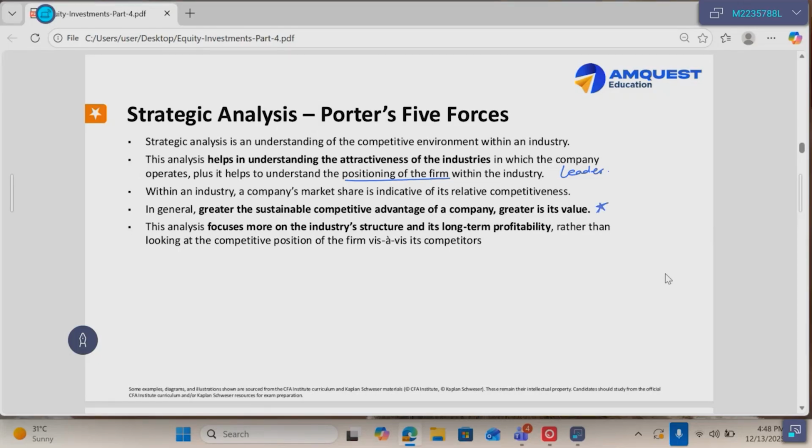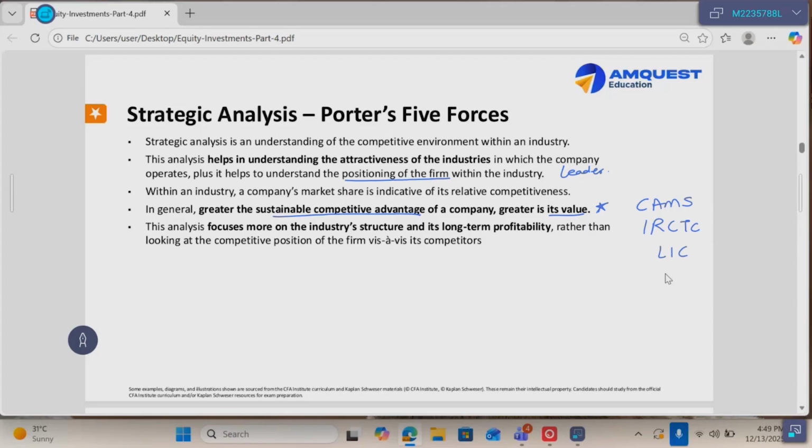An example I would like to give you is CAMS, Computer Age Management System. It is a share which is listed in the Indian markets. It's a registrar, so basically all the information is stored with CAMS. Another best example is IRCTC, and we have LIC as well. So if a company's sustainable competitive advantage is greater, then its value is greater. If you are the major player, or the only player in the market, you have something called a moat, M-O-A-T, a term from Warren Buffett. That means competitive advantage is very high.